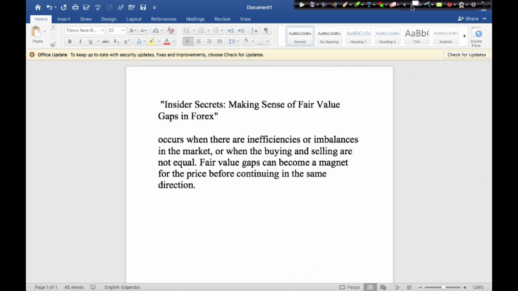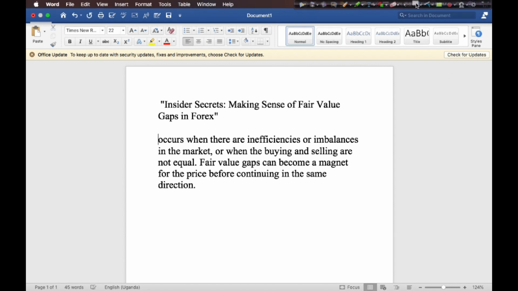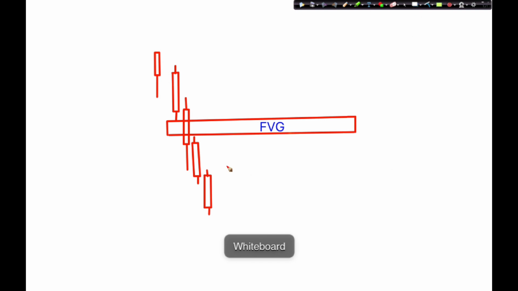Now let me proceed with the illustration that I have to present to you. In my illustration, it's quite easy and simple before we can actually go to the real market life example or chart experience.